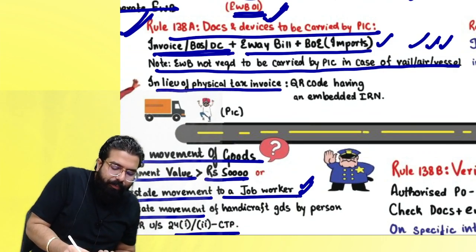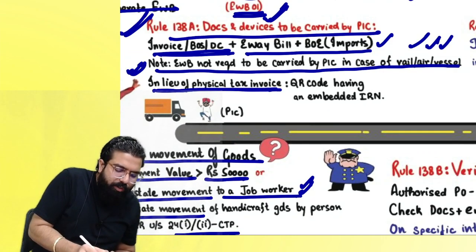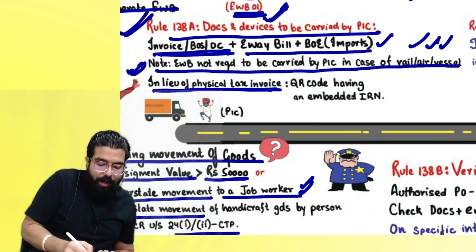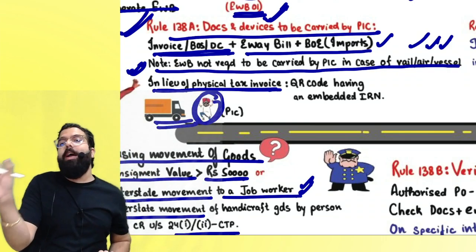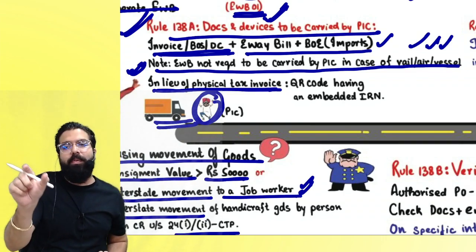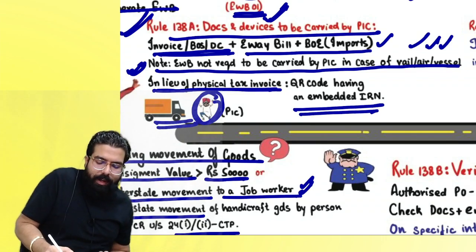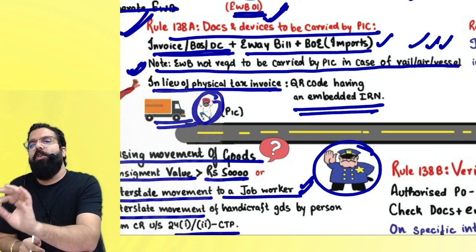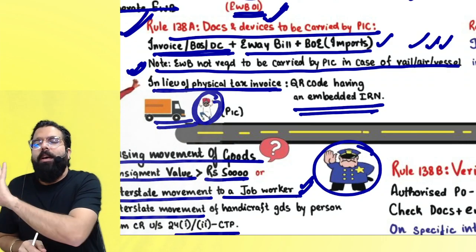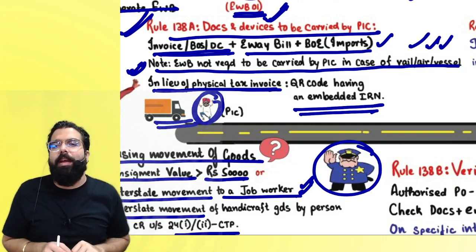Next, in lieu of the physical tax invoice, if you are a person doing e-invoicing, then you can give the person in charge who is taking the goods the QR code having the embedded invoice reference number. When he is on the way, if the officer stops him, he can show the QR code. The officer can scan it and get all the details of the invoice. A physical tax invoice is not required to be carried.